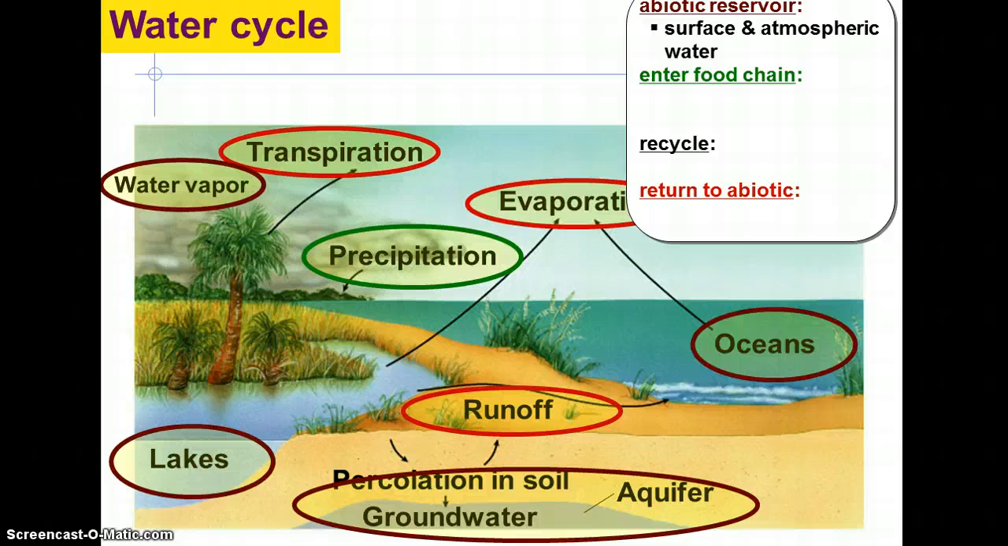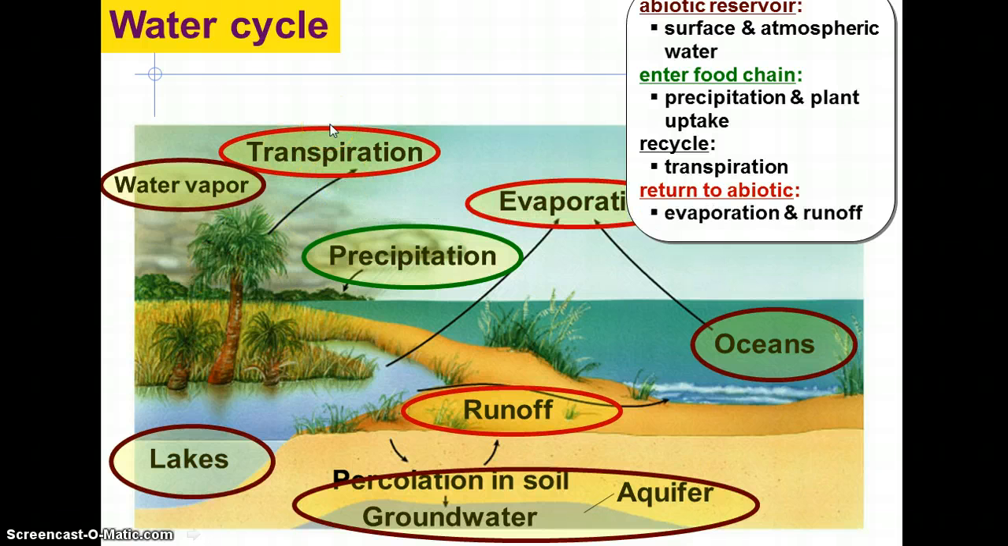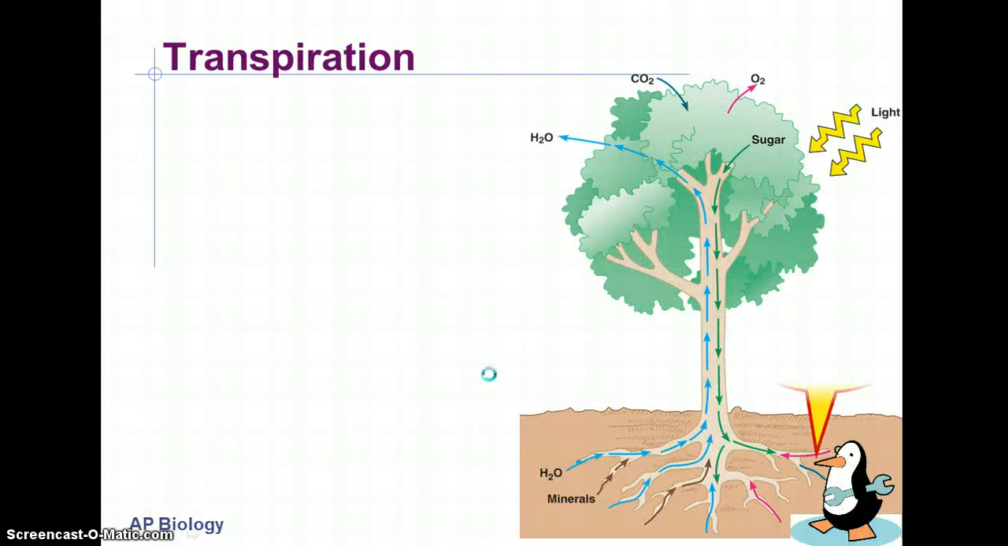So the reservoir, the surface, and atmospheric water, so that water vapor, lakes and oceans, entering the food chain from precipitation and plants using it. So we recycle through transpiration, so bringing it back up and return to the atmosphere. Different places, there's runoff and evaporation.